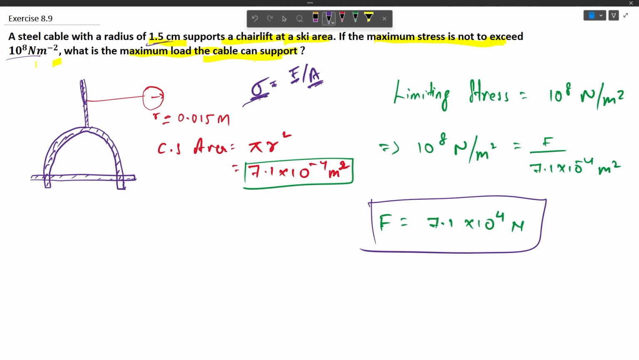So upon calculation we get that the limiting force is 7.1 into 10 raised to the power 4 Newton, that is the load should be either less than this or equal to it, so that the steel cable can safely support the chairlift at the ski area.